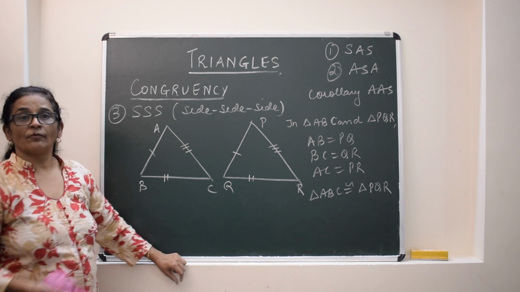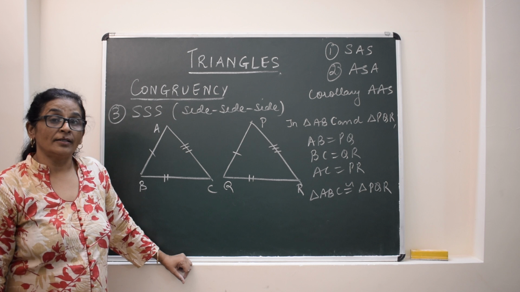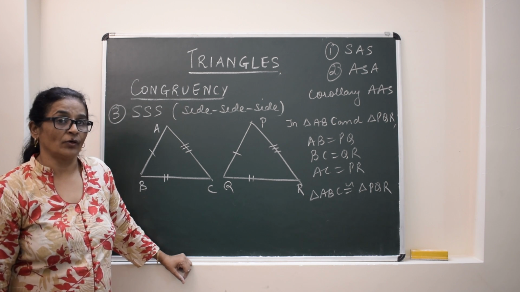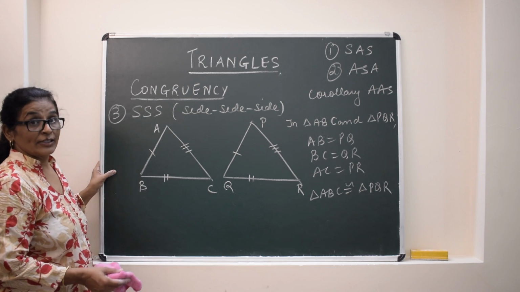After this, the fourth one is for the special type of triangles which are right angled triangles. That property, that theorem is for right angled triangles. That is called RHS.